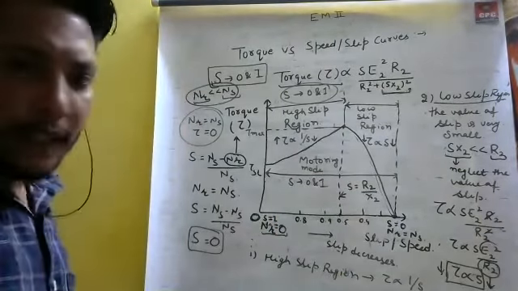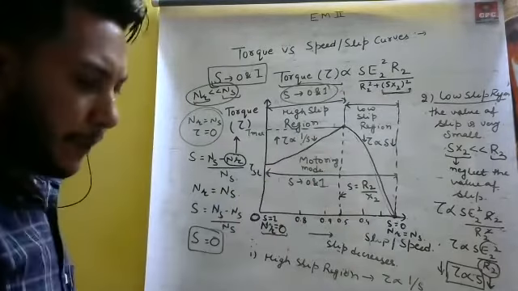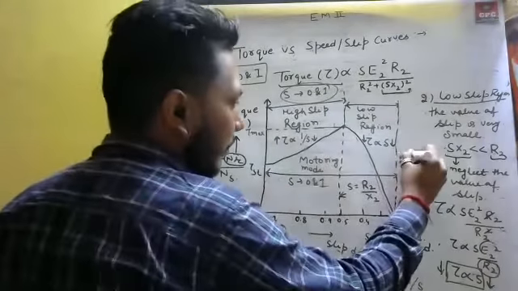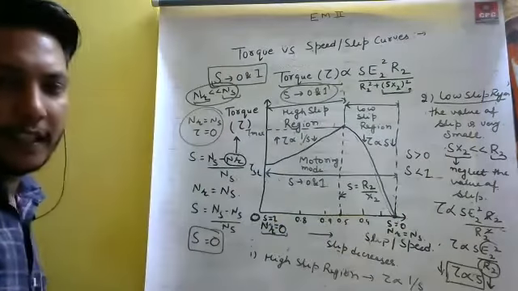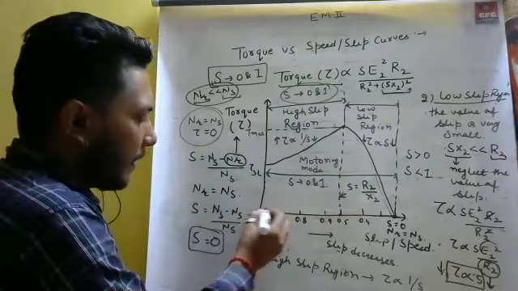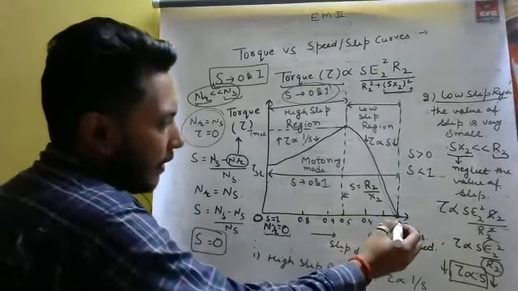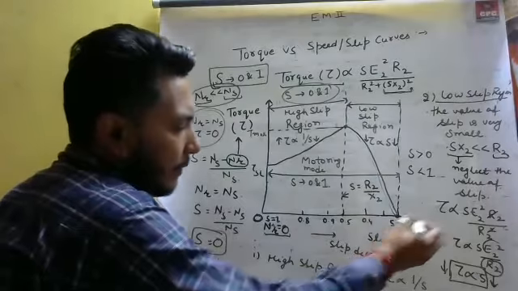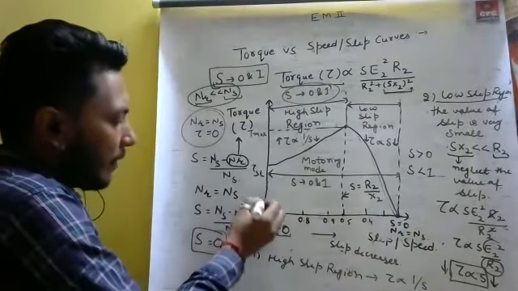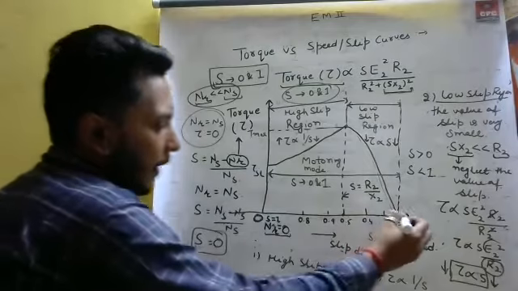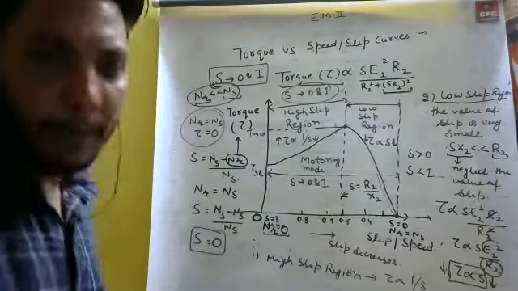Now, what is the condition? This point is S is equal to 1, and this point is S is equal to 0. If the value of slip is less than 1, it means this side, and if greater than 0, it means this side. Now what will happen?